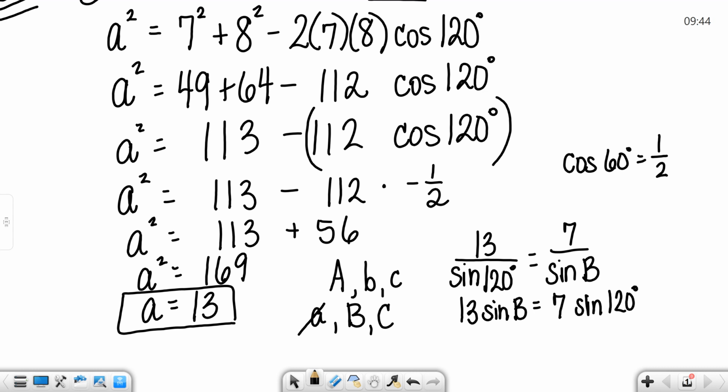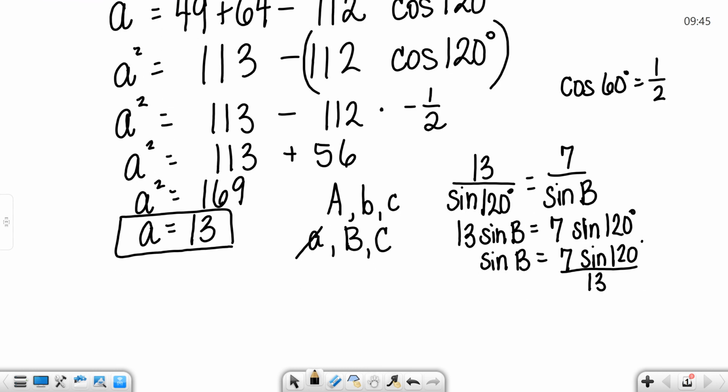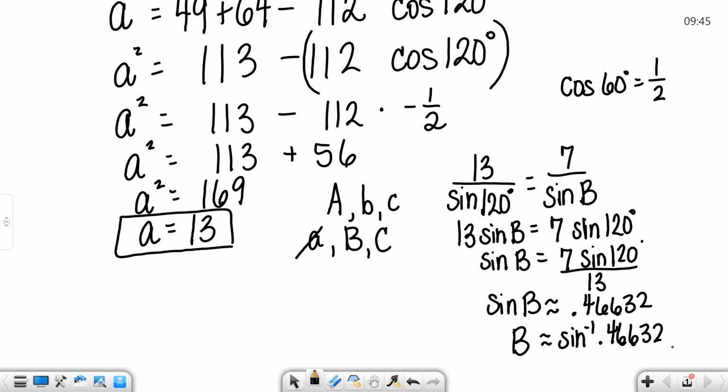Again, I'm not going to type anything in my calculator till I've done all of the algebra. Divide by 13. That decimal, I'm going to carry it out several places, because to find B, I will do the inverse sine of that decimal. Make sure your calculator is in degrees. And I end up with about 28 degrees. So now I have found angle B.